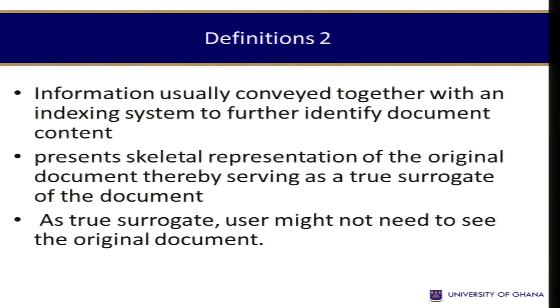So the abstract presents the skeletal representation of the original document, thereby serving as a true surrogate of the document. And as a true surrogate, we might not need to see the original document. Because the abstract is detailed, we are able to determine whether this particular document is what I am looking for, or this particular document will assist me with my research.